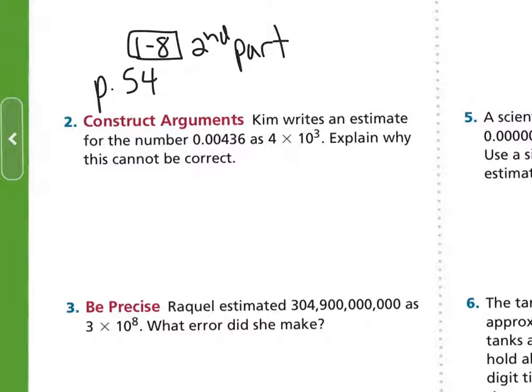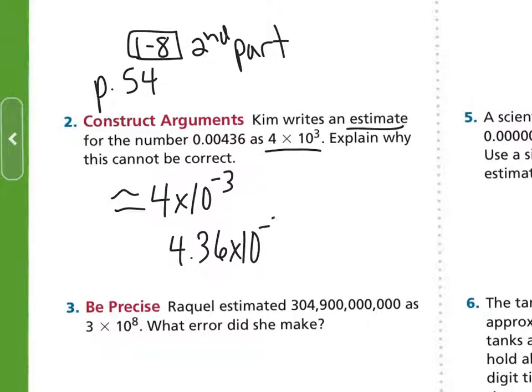The reason this can't be correct is because if we multiply by 10, that would move our decimal to the right 3 spots. In this case, we need to move our decimal to the left 3 spots. So this should actually be 4 times 10 to the negative third power as an estimate, okay? The exact would be 4.36 times 10 to the negative third. Again, the idea is if it's to the negative third power, if we put it in the opposite part of the fraction, it makes it a positive exponent. When you divide by 10, that moves your decimal to the left.